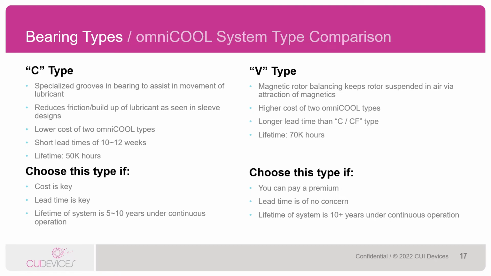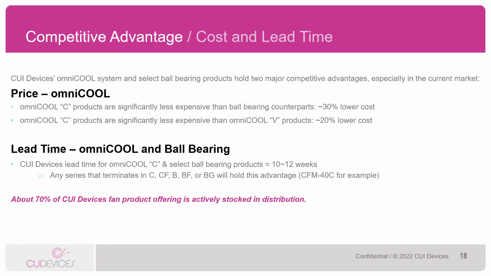On the other hand, the omniCOOL V-type utilizes magnetic rotor balancing to keep the rotor suspended in air via attraction of magnets. The V-type is the higher cost of the two omniCOOL designs. It holds longer lead times but has a slightly longer life expectancy of 70,000 hours. We would recommend the omniCOOL V-type if cost and lead time are not a driving factor in product decision and if an application lifetime is expected to be 10 years or more under continuous operation.